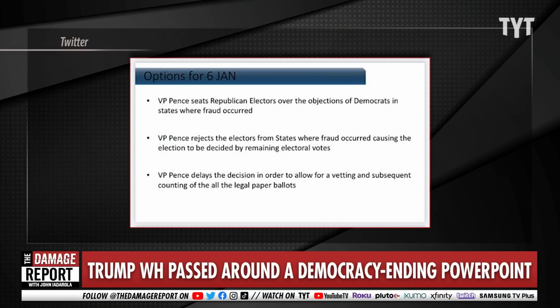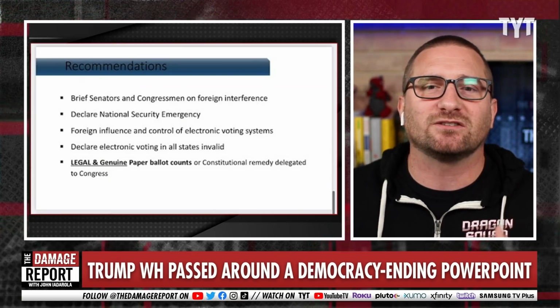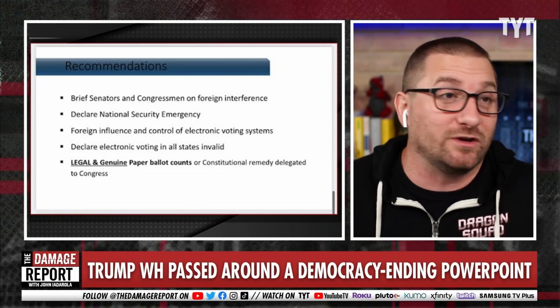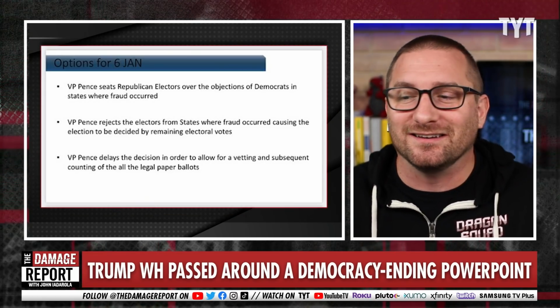VP Pence could reject the electors from states where fraud occurred, and we know how they're defining where fraud occurred. It's where they think it needed to have occurred to explain why Trump lost. Causing the election to be decided by remaining electoral votes. So again, just cancel out enough states until de facto Trump wins. That's it. They're pretending as if there's still ambiguity after that. So we get rid of the objective fraud, and then I guess we'll see who wins after that. We don't know. Tune in.